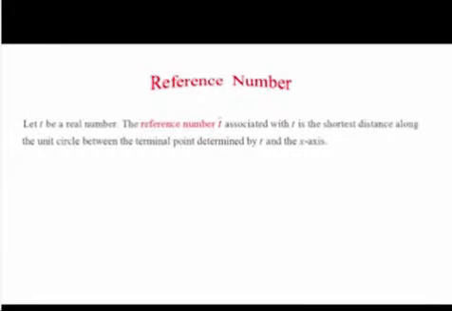Recall when finding the terminal point in any quadrant, we need only know the corresponding terminal point in the first quadrant. We use the idea of reference number to help us find terminal points. Let t be a real number. The reference number t bar associated with t is the shortest distance along the unit circle between a terminal point determined by t and the x-axis.